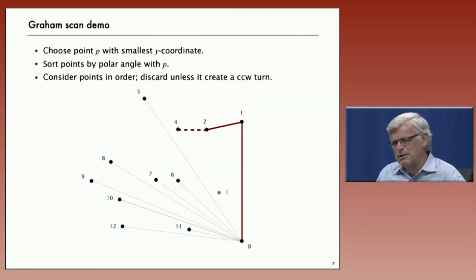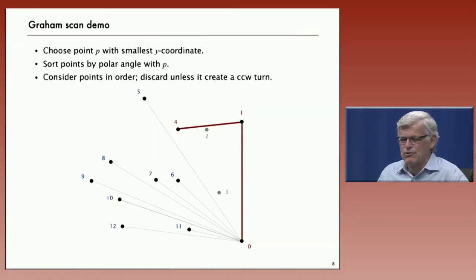And what about the angle from 1 to 2 to 4? That's not counterclockwise either. That's turning the wrong way. That's turning to the right. So point 2 can't be on the convex hull either. And indeed, if you just draw the line from 1 to 4, you can see the 2's inside. So there's no way it could be in the convex hull. That's essentially the proof that you have to have a counterclockwise turn.